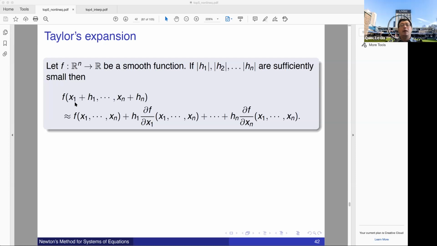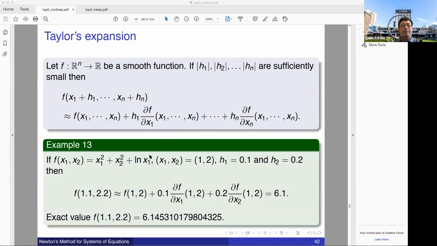this formula. So f of x1 plus h1, where h is very tiny, yeah? h1 is tiny, up to xn plus hn, can be expanded by the value f of x1 up to xn, and h1 times the partial derivative over x1 at that point x1 up to xn, and so on up to the partial over xn times hn. So this is the Taylor expansion up to first order, okay? We just focus on the first order Taylor expansion.